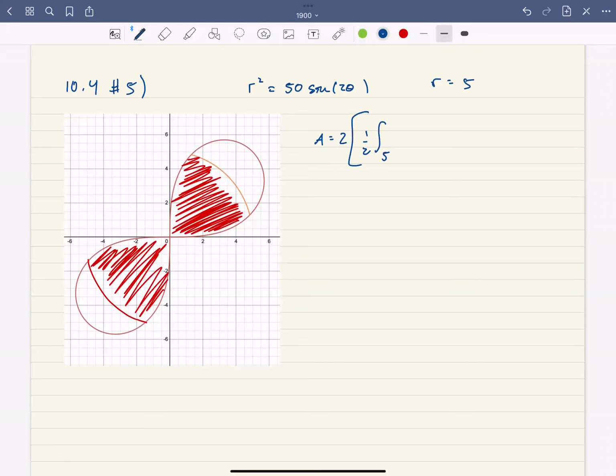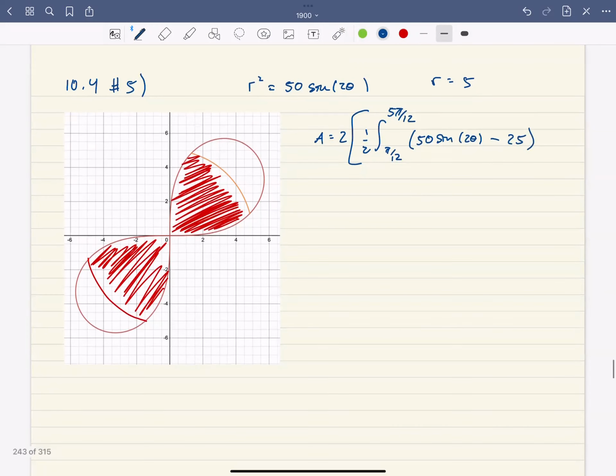We found in class that these two curves intersect at angles 5 pi over 12 and pi over 12. Let me get our bounds right here. So those are the bounds. And then I said that the area that we were looking for was the area of r squared, the outer curve squared, so 50 sine 2 theta, minus the inner curve squared, which is 25. So notice that they already give us r squared here, so we don't have to square anything.